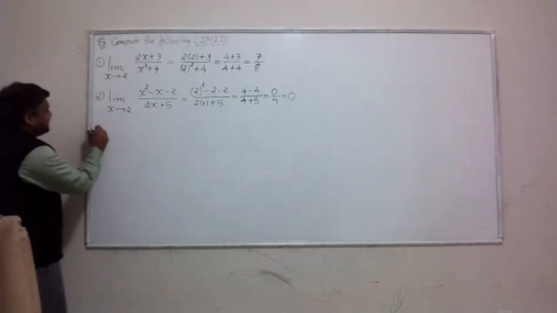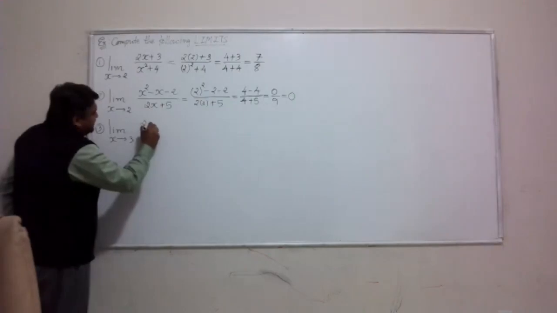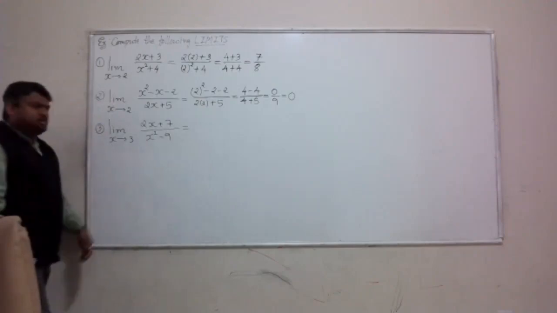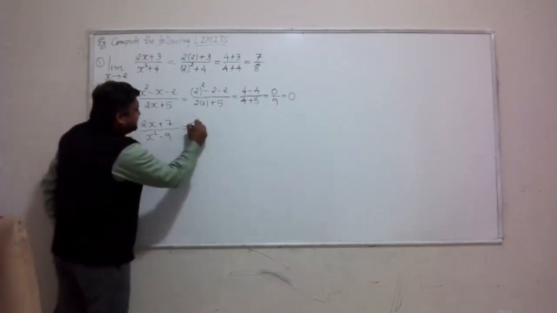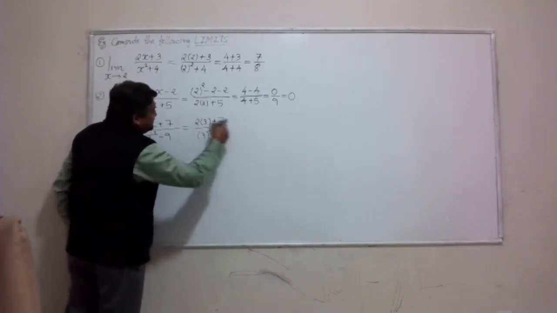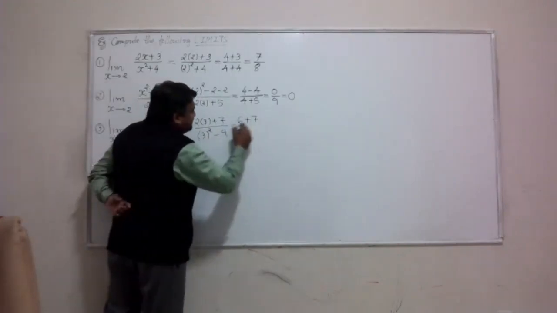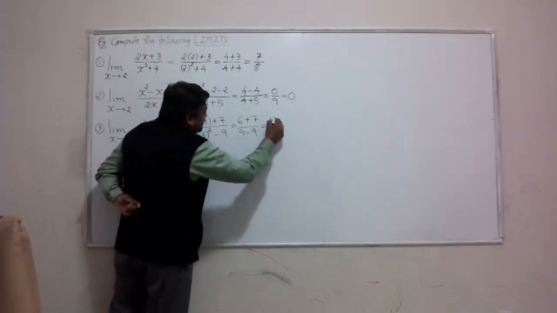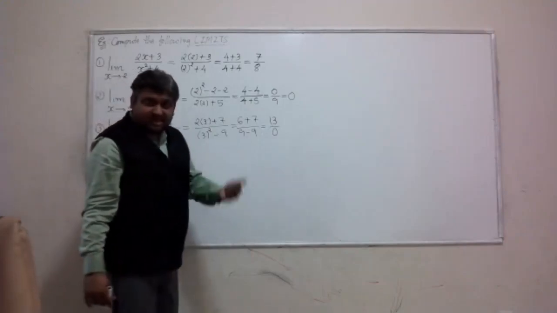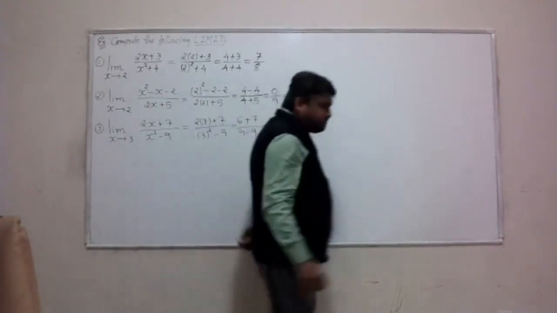Let's try another one. Here is one more illustration: the limit as x approaches 3 of (2x + 7)/(x² − 9). Do the same thing. Plug x equal to 3 into the function and see what happens. I get 2 times 3 plus 7 on the top, 3 squared minus 9 on the bottom. Top is 6 plus 7, bottom is 9 minus 9. We get 13 over 0. We know that division by 0 is an illegal mathematical operation. This simply means that this limit does not exist.